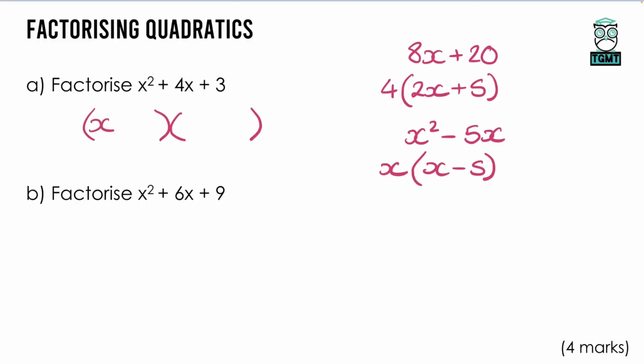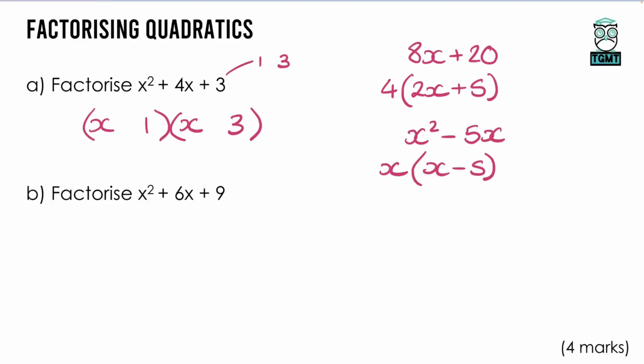So here we'd have an x in both. We're looking for the numbers that multiply to make 3. 3 is a prime number, so that's quite a nice one. There is only one pair of numbers, which means that 1 and 3 have to go into the brackets. We just need to figure out what the symbols are going to be.